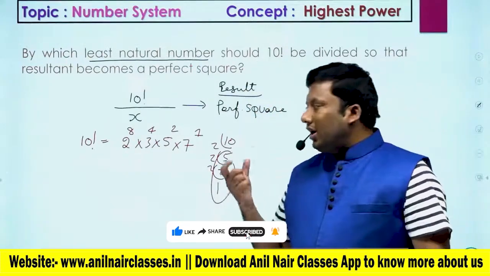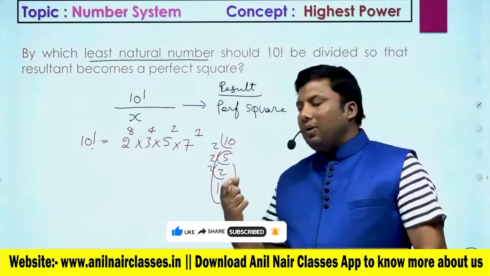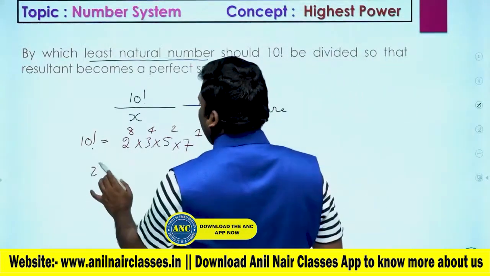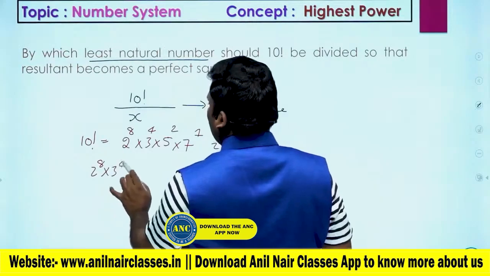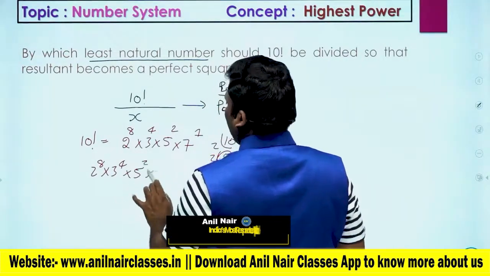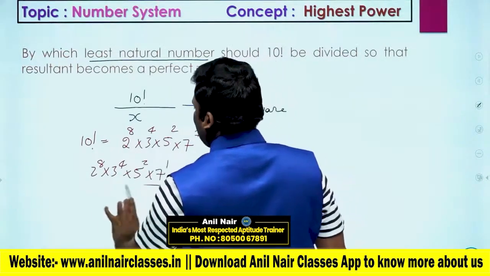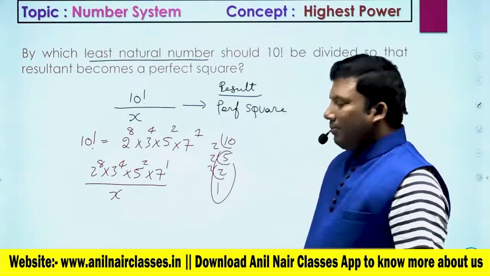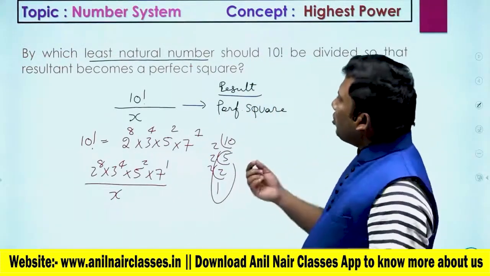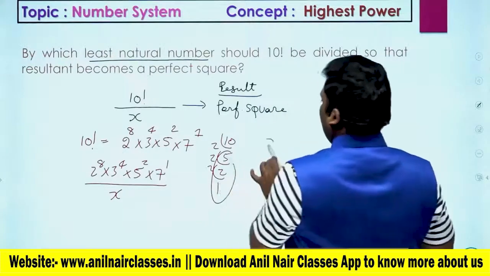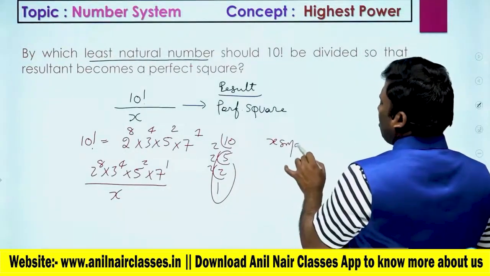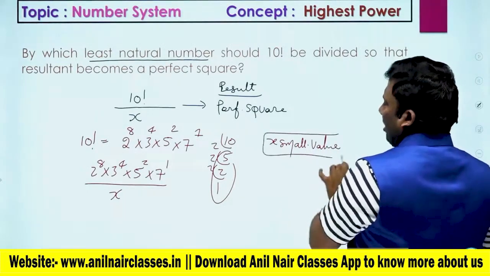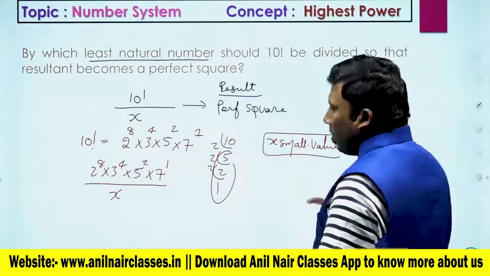So 10 factorial as a power of all the prime numbers from 2 to 7 is 2 power 8 into 3 power 4 into 5 square into 7 power 1, divided by x. X should be the smallest value such that the answer will be a perfect square.